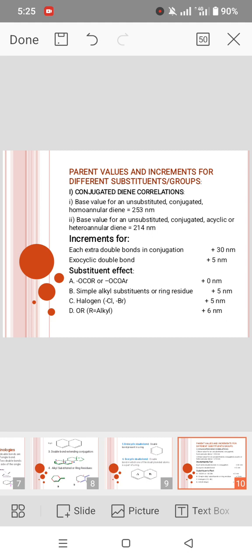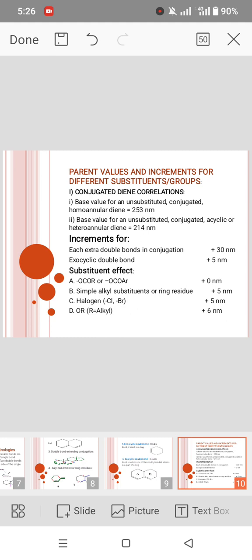So the base value for an unsubstituted conjugated homoannular diene is 253 nanometers, as I already mentioned in the first part of my presentation. And the second important thing is that the base value for an unsubstituted conjugated acyclic or heteroannular diene is 214 nanometers. And what are the increments? The first increment is that if there is an extra double bond in conjugation, then we have to add plus 30 nanometers. And if I have an exocyclic double bond, then I have to add 5.